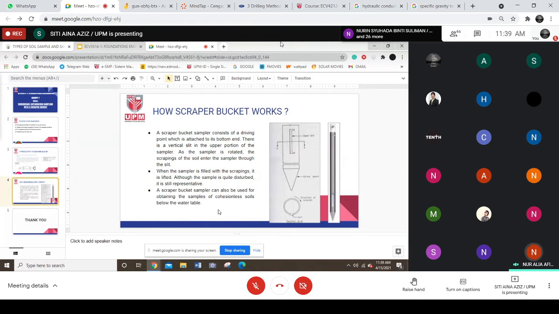So next, I will explain how the scraper bucket works. First, this scraper bucket sampler consists of a driving point attached to its bottom end. There is a vertical slit in the upper portion of the sampler. As the sampler is rotated, the scrapings of the soil enter the sampler through the slit. When the sampler is filled with the scrapings, it is lifted. Although the sample is quite disturbed, it is still representative. Not only that, a scraper bucket also can be used to obtain samples of cohesionless soil below the water table. So that's all from us. Thank you.